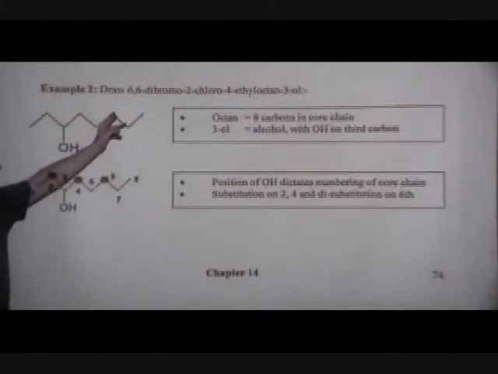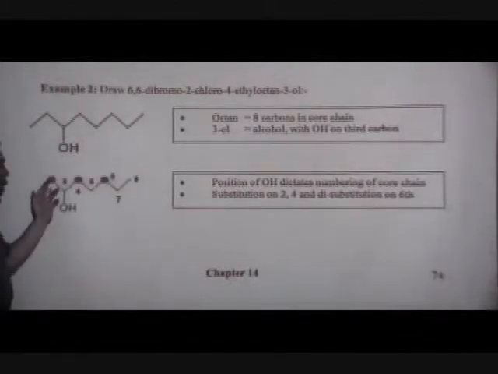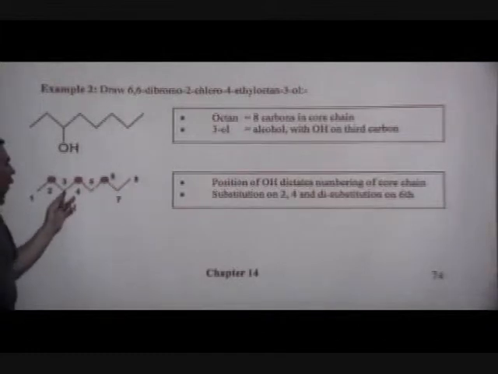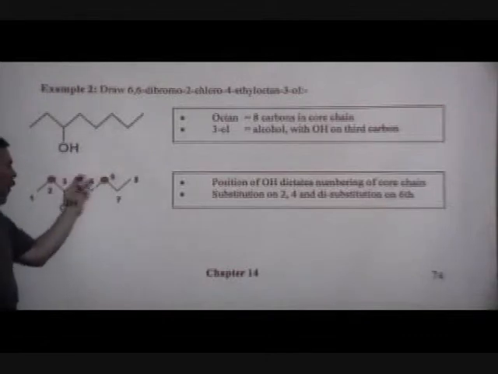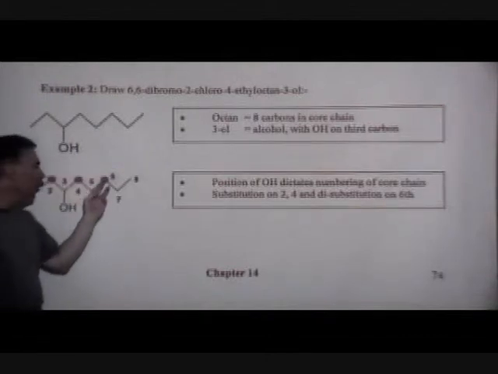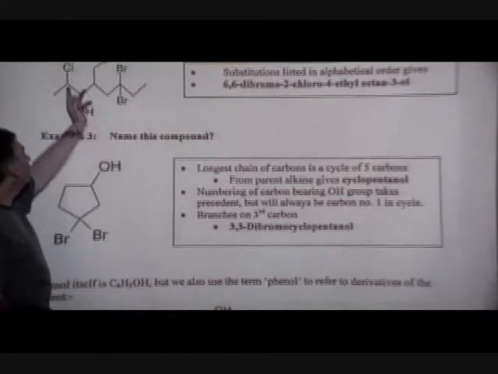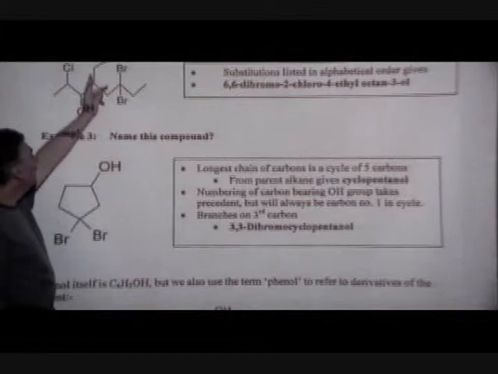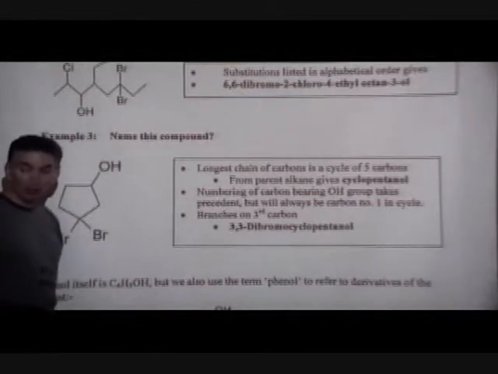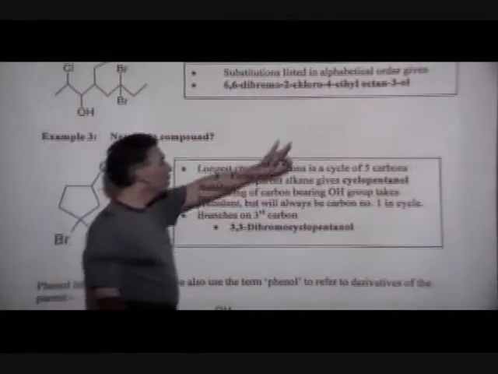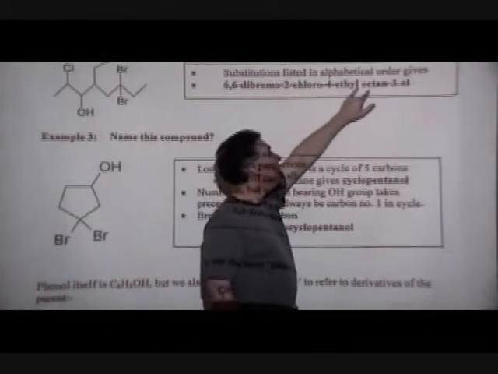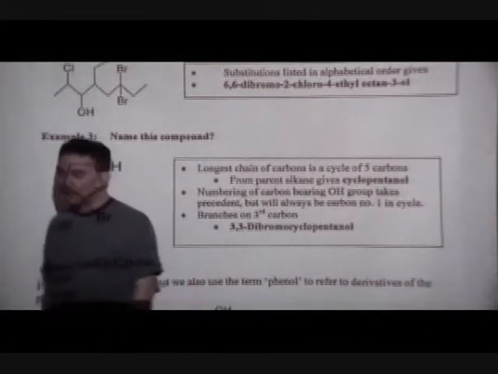We can start here, or we can start here. We number the chain to give the carbon with the alcohol group the lowest possible numbering, and take note of the positions of our branches, carbons 2, 4, and 6. Let's add on our branches: 6,6-dibromo, so both halogens coming off the same carbon; 2-chloro, chlorine on carbon 2; and an ethyl group on carbon number 4. We know we're still talking about a branch because of that YL ending for that ethane derivative.